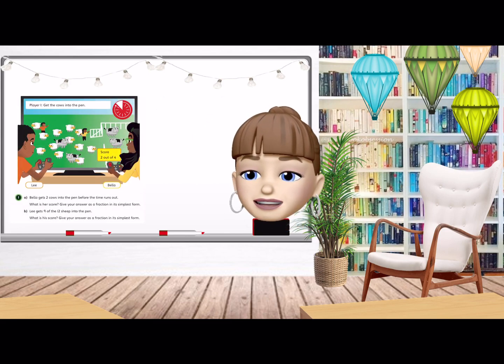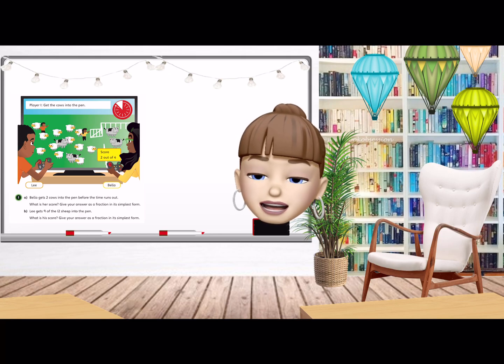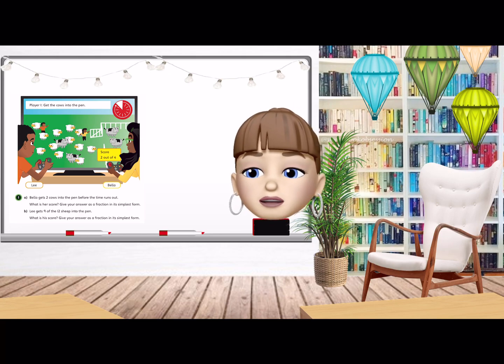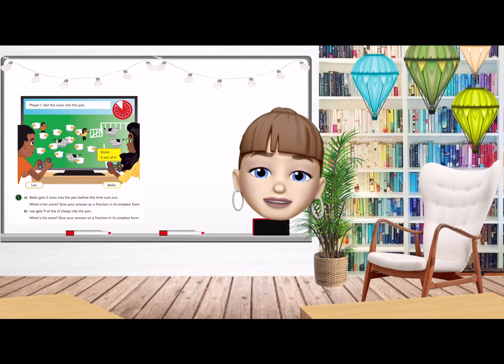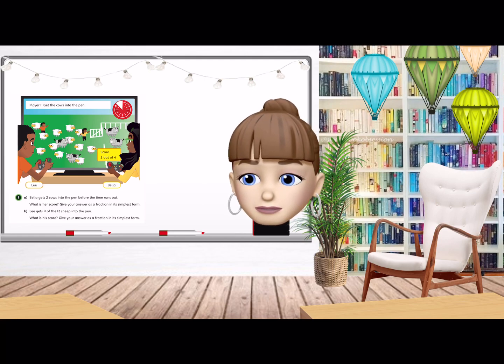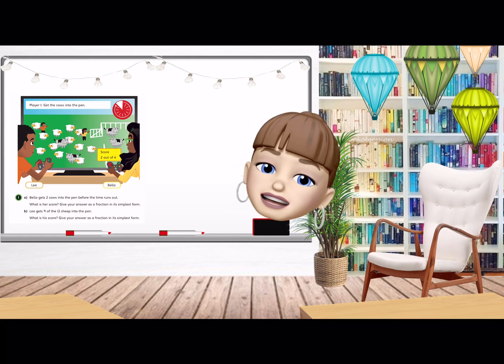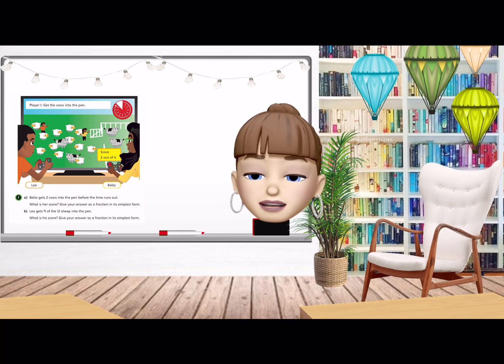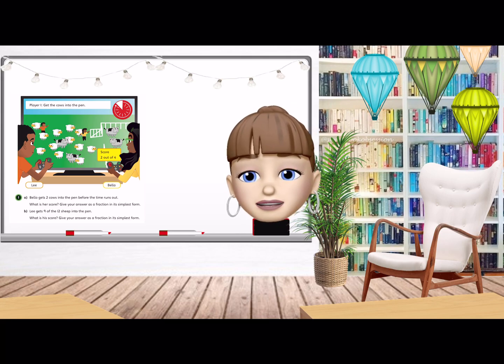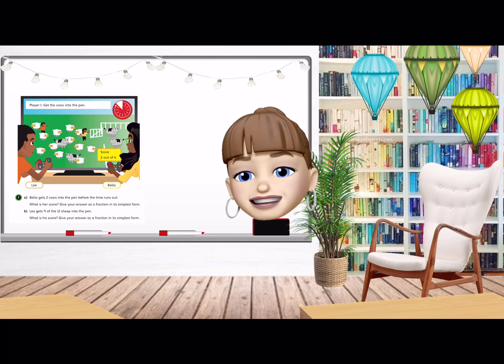Question 1. Bella gets 2 cows into the pen before the time runs out. What is her score? Give the answer as a fraction in its simplest form. And B says, Lee gets 9 of the 12 sheep into the pen. What is his score? Give your answer as a fraction in its simplest form. Pause the video now, have a go, and restart the video to go through the answers. Good luck.